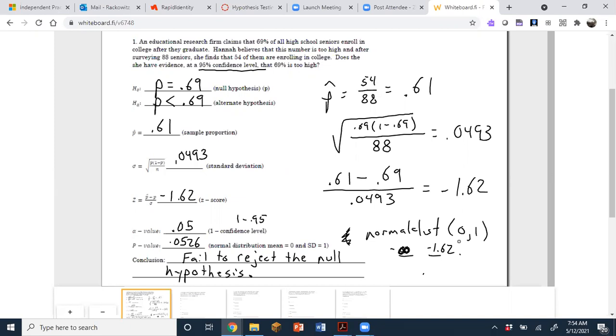What's that? The 69%? Oh, 0.05, that if the p-value is greater than your alpha value, then you fail to reject. If that p-value is less than, then you can reject it. So, any questions on that one?